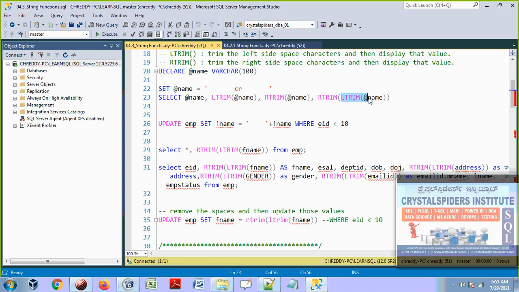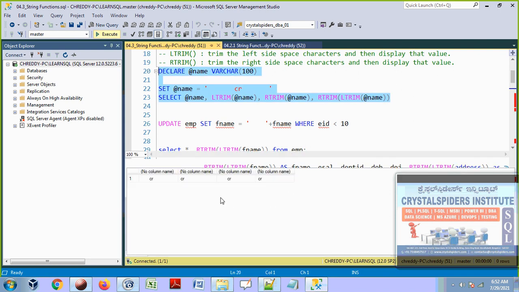Here, first I am doing ltrim to remove the left side ones, and on top of that again rtrim to remove the right side. Usually you will see this type of functions in our SQL queries, ltrim and rtrim, when I want to remove space characters on both sides. Okay, this is what guys, ltrim, rtrim. You can check the same thing here.